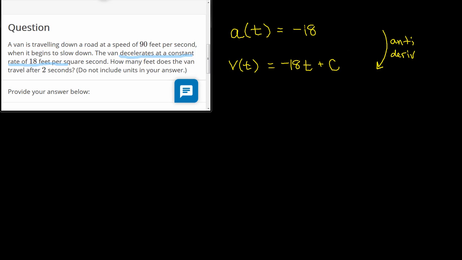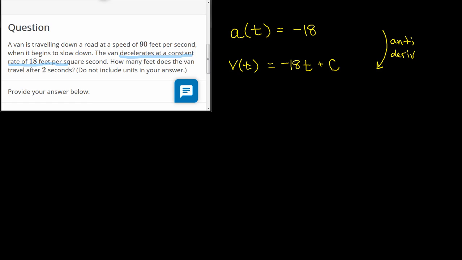Because t is the independent variable, the antiderivative of a constant is just the constant times the independent variable. And then whenever you find an antiderivative, you have to have this plus c.